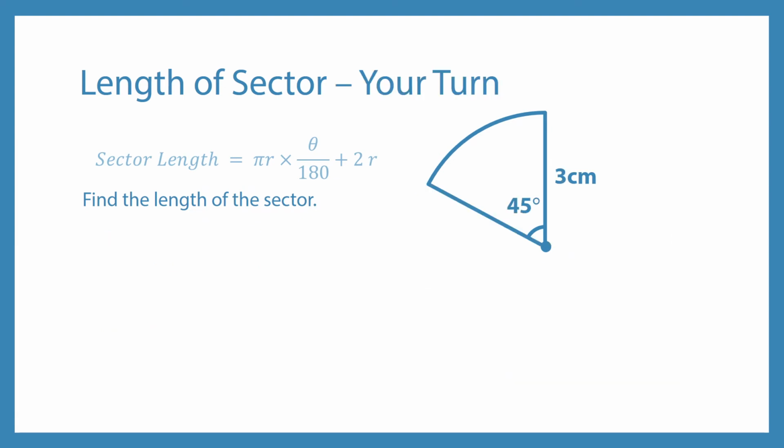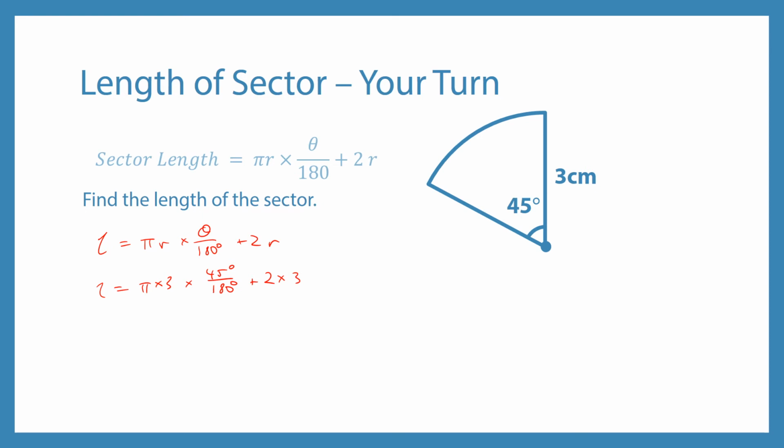So can you find the length of this sector? We use our formula length, it's pi r times theta of 180 degrees plus 2r. So we substitute in pi times 3 times 45 degrees over 180 degrees plus 2 times 3.